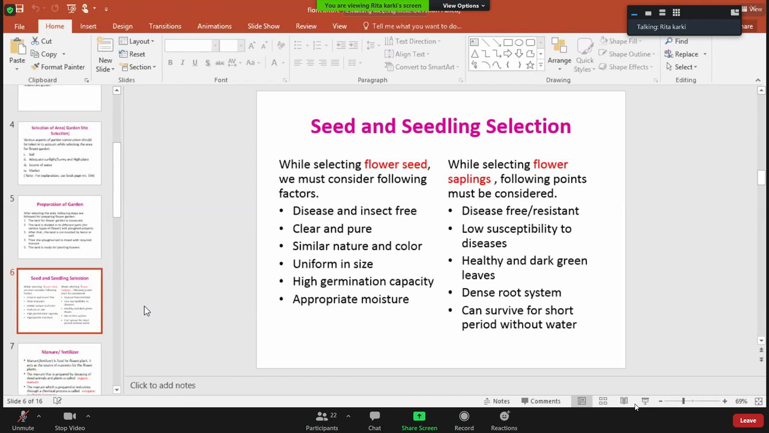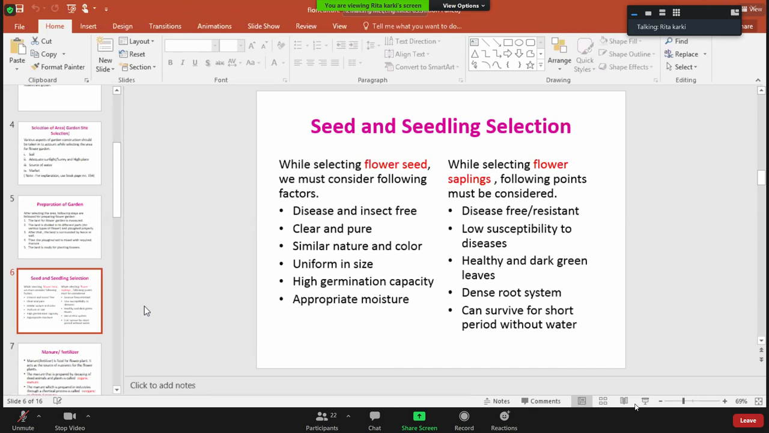Besides this, the seeds should be clear and pure. That means the seeds of one plant should not be mixed with the seeds of other plants. In such cases also, the seeds cannot grow and develop properly, and we cannot obtain good varieties of flowers. Besides this, the seeds should be of similar nature and color. The color of the seeds will determine whether the seeds are diseased or not, whether they are insect free or not, or whether the seeds can grow and develop properly or not.